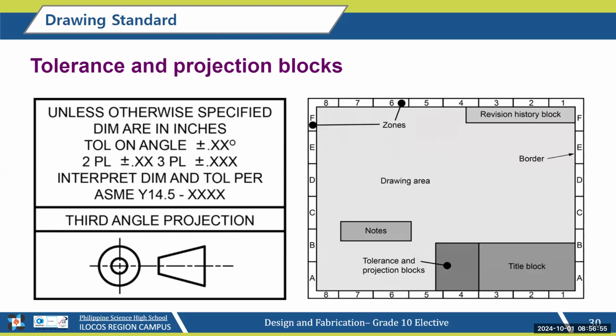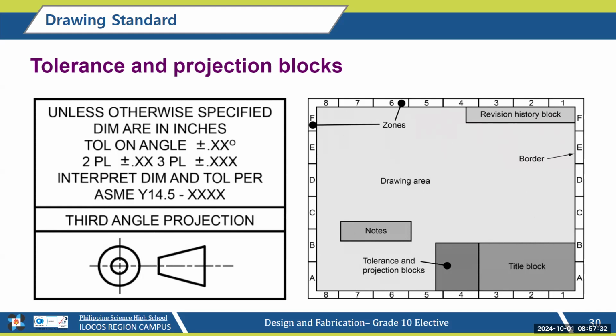And lastly, let's look at the tolerance and projection blocks. These are two elements critical to ensure the precision of the design. The tolerance block provides the allowable variations in dimensions. Since perfect manufacturing is rarely possible, tolerances define how much variation is acceptable without affecting the part's functionality. So in our third quarter, we will discuss in depth what these tolerances are.